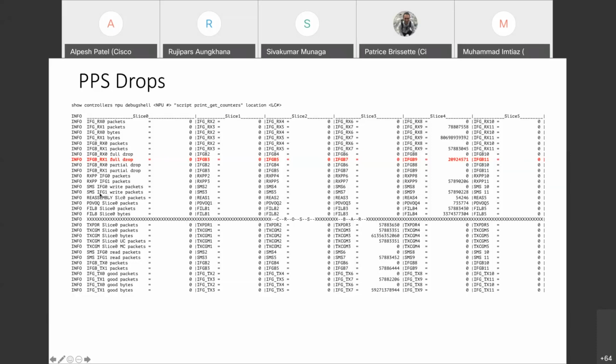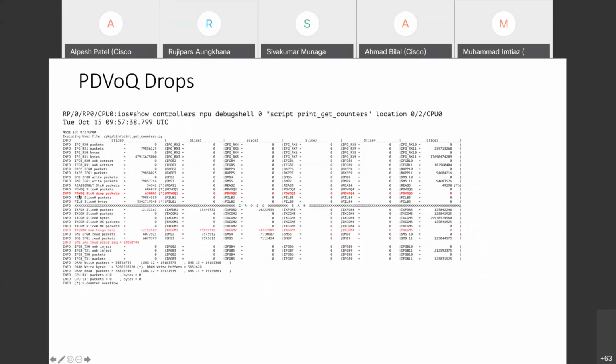different drops. As we can see, this is the interface RX 0 full drop. This is your PPS drop. It has nothing to do with the QoS. So when you see the PD VOQ drop here, any drop before this line is not related to QoS. Before your VOQ, what happens? Your marking, policing, and classification. But once the packets are in the VOQ, if there is any drop, you will see those drops here.